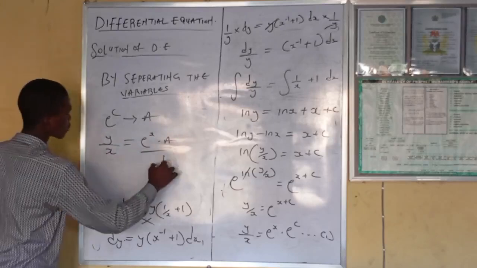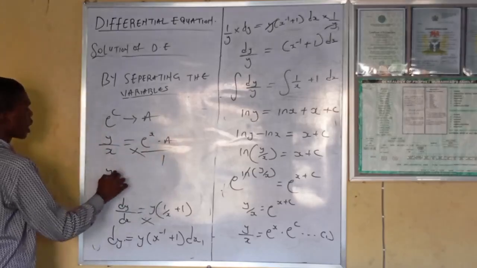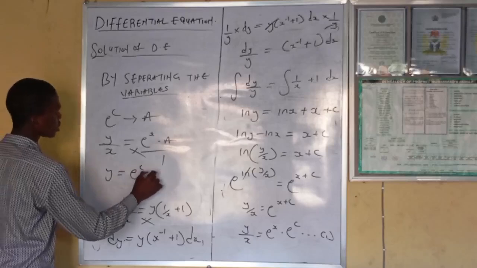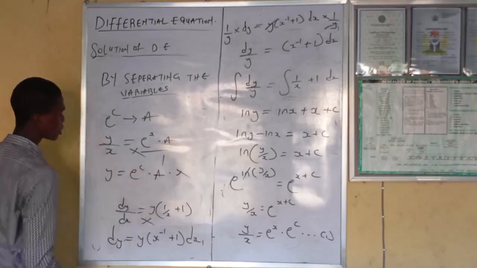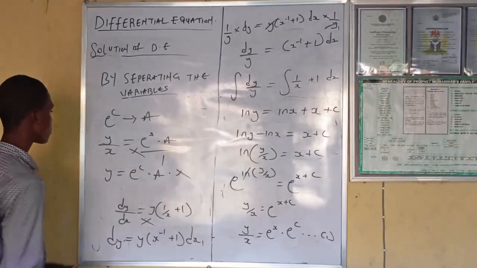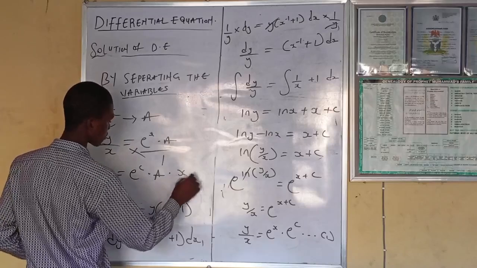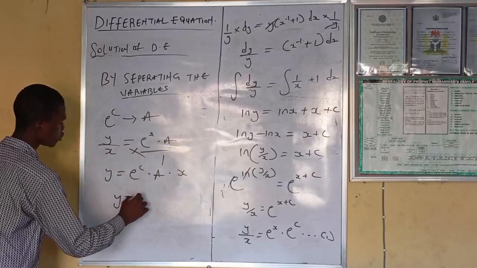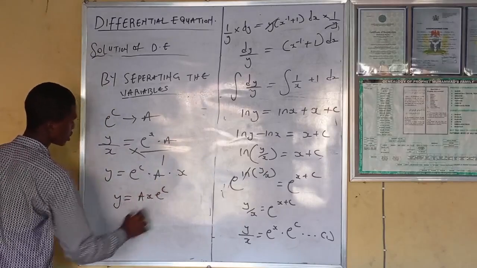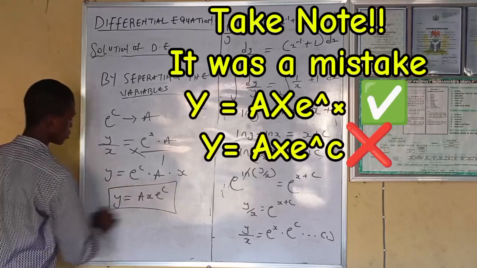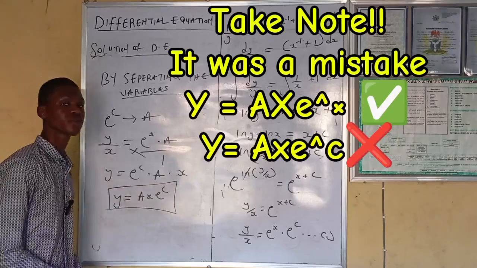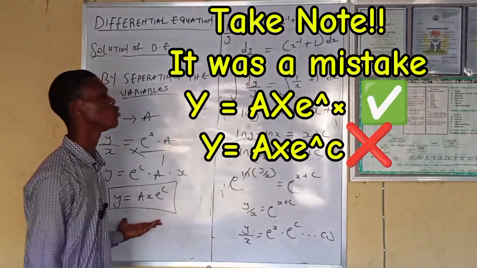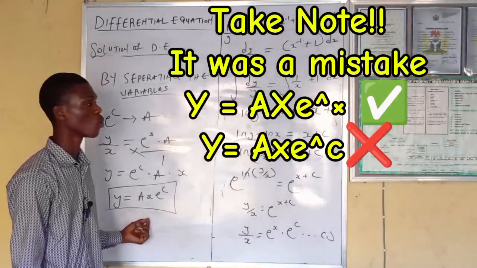From here, cross multiply. Y equals a times x times exponential x. Then from here, y equals ax exponential x. And this is the solution. This is the function of y. When you are given the differential equation, when you integrate, this is what you get for y.